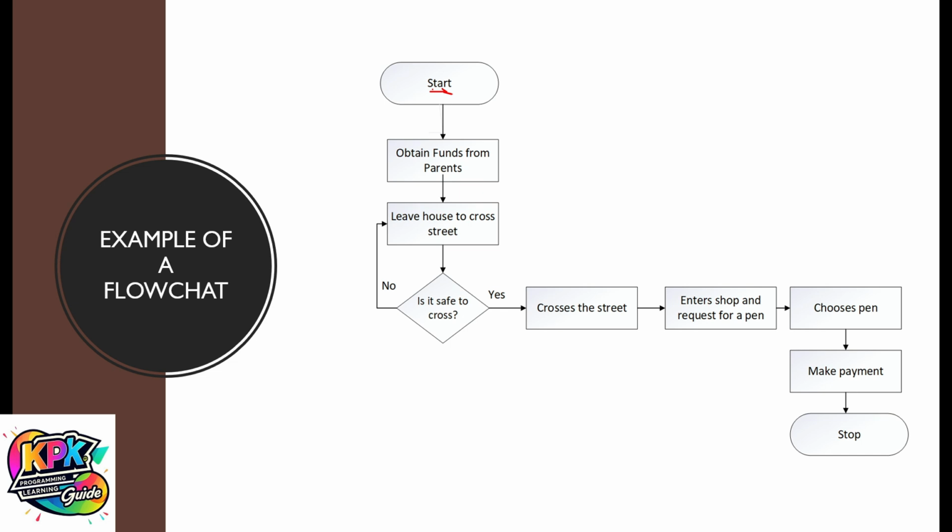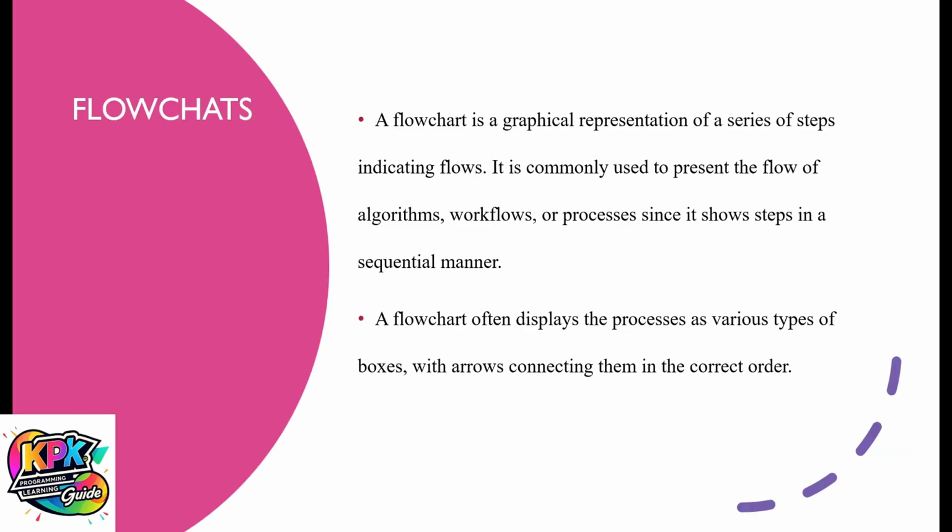So start: the student takes funds from parents, leaves the house to cross the street. Decision: is it safe to cross? If yes, the student crosses; if no, still stays here. So if yes, crosses the street, enters the shop to request for the pen, chooses the pen, makes payment, then done. Okay, so let's look at the symbols in detail, what they mean in flowcharts.